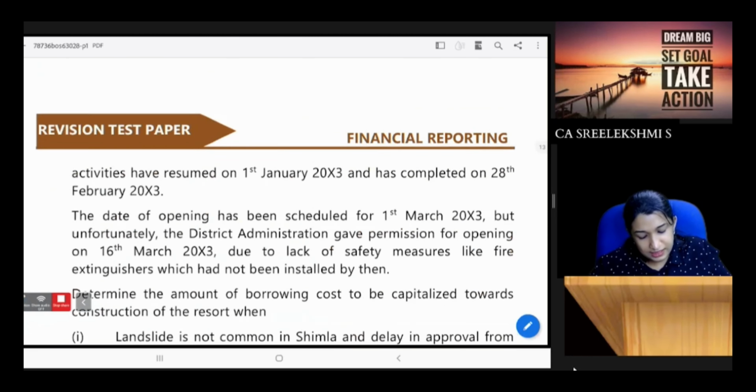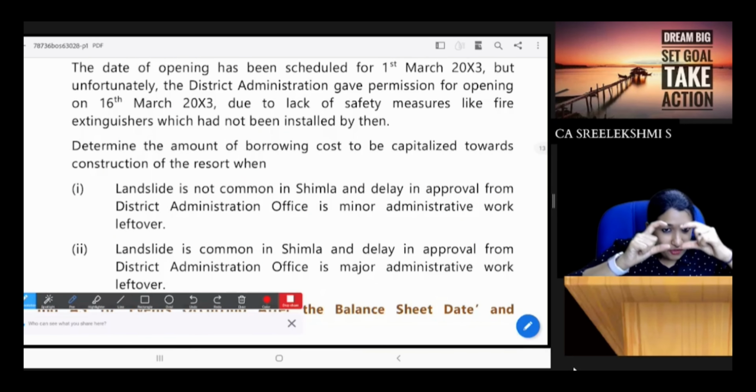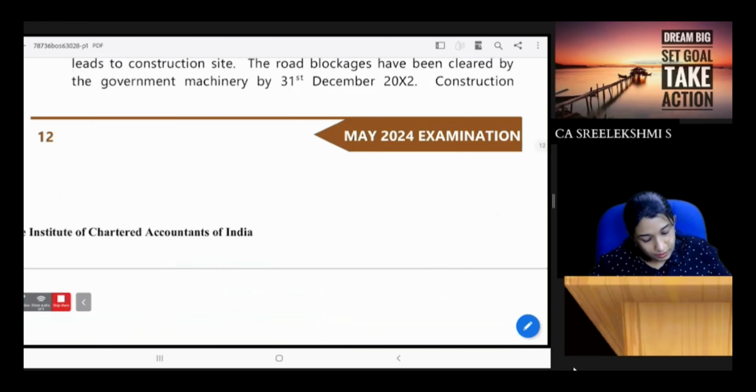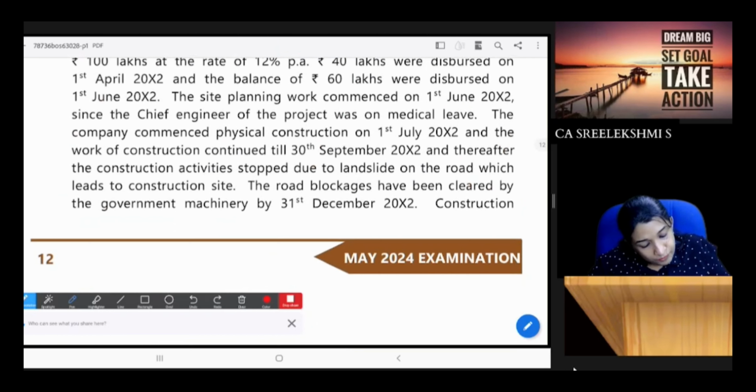So we can start capitalization from... So first you write the provisions of commencement, and capitalization can be started from 1st June 2012. Then what they have given us: 1st June 2012 to 30th September 2012, construction continued. And thereafter construction activity stopped due to landslide on the road.